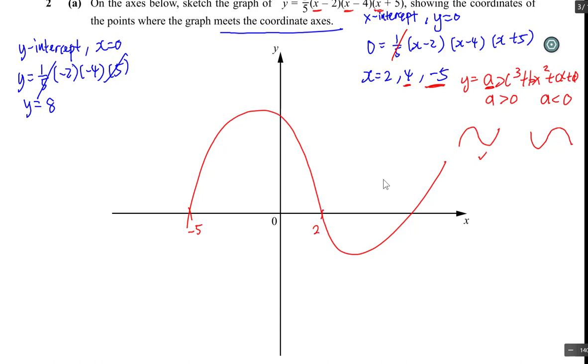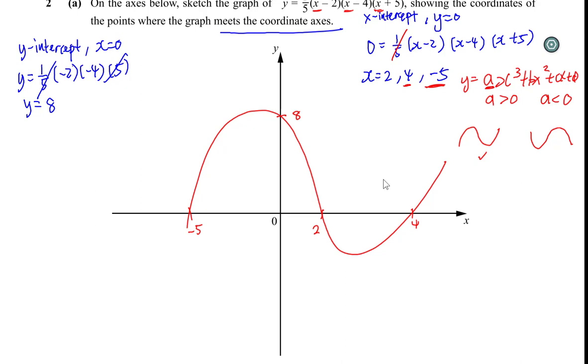And then this one will be roughly 4. And then I will pass by the y-intercept at 8 here. Yeah, this is how I will sketch this one. This one is just based on the estimation. So the most important is the coordinate axis you will meet. So you need to label the x-intercept and y-intercept in this case. Yeah, then we are done.